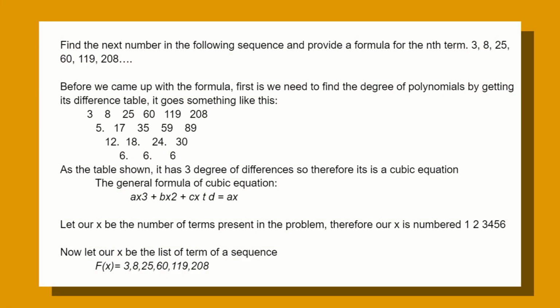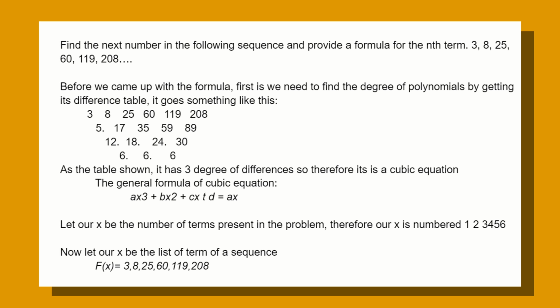Okay, now let's move on to the next problem. Problem number 2. Find the next number in the following sequence and provide a formula for the nth term: 3, 8, 25, 60, 119, and 208. Before we come up with the formula, first we need to find the degree of the polynomial by getting its difference table. It gives something like this: 3, 8, 25, 60, 119, and 208.